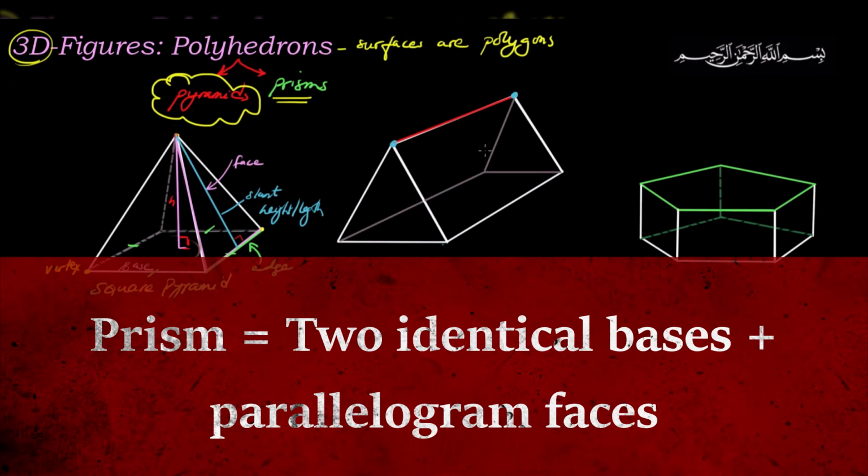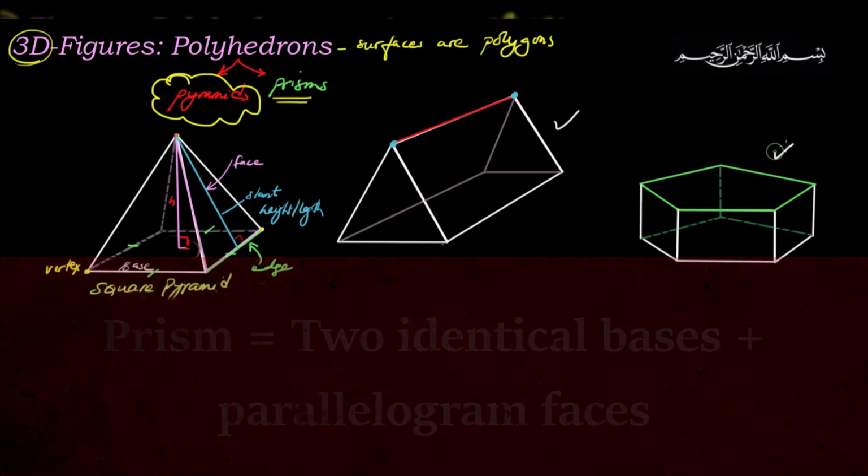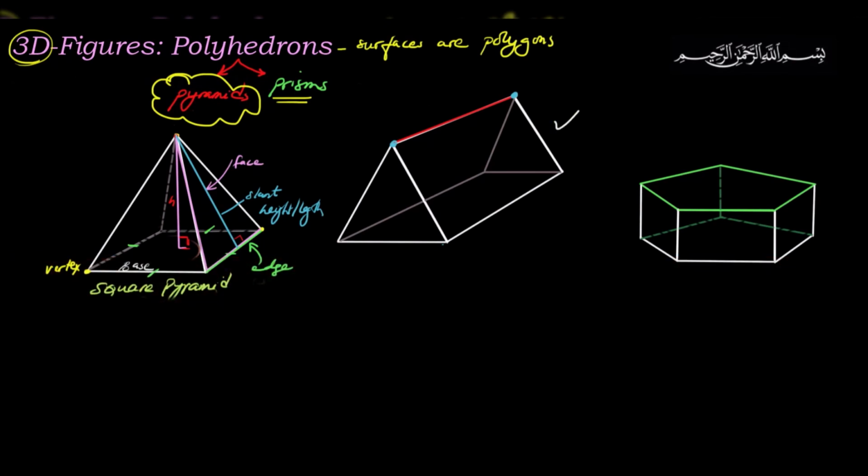Now here's an example of a prism, and prisms are polyhedrons. Prisms are polyhedrons that have two bases. There are two bases that are identical. So prisms have two identical bases, two bases which are the same.